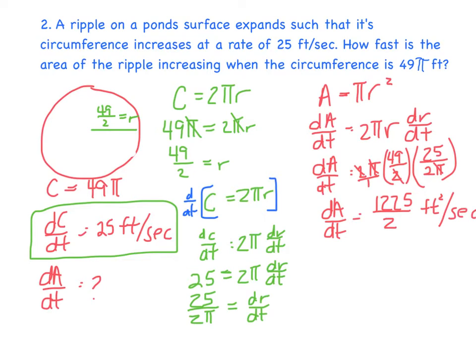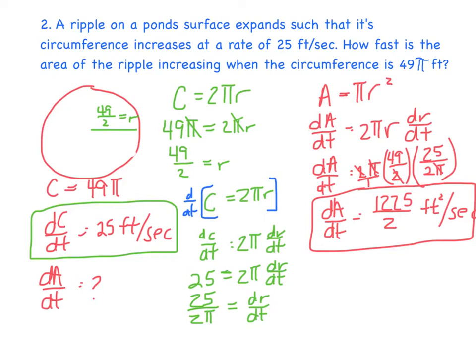Okay, and so a concluding sentence would be, I'm not going to write it down, but I encourage you to, would be that the area of the ripple is increasing at a rate of 1,225 halves feet squared per second. All right.